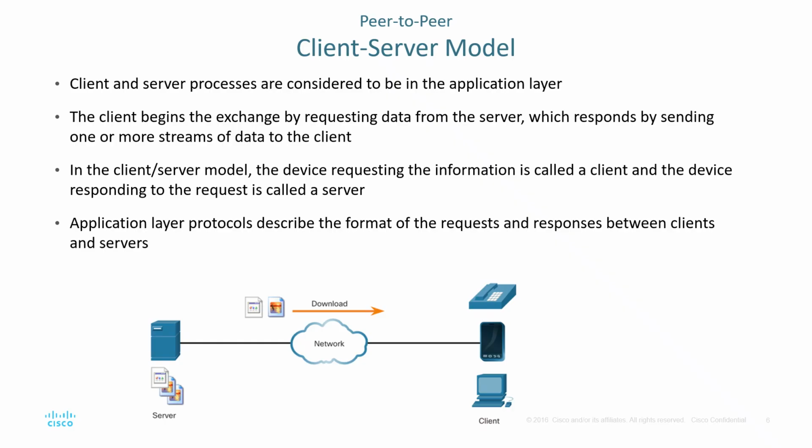Now, we talked about these different models way back when in the first session or two. Client-server processes are considered to be in the application layer. The client begins the exchange by requesting data from the server, which then will respond by sending one or more streams of data to the client. In this client-server model, the device requesting the information would be the client, and the device responding to the request is called the server. Application layer protocols describe the format of the requests and responses between clients and servers. And we'll see that in another couple of slides coming up.